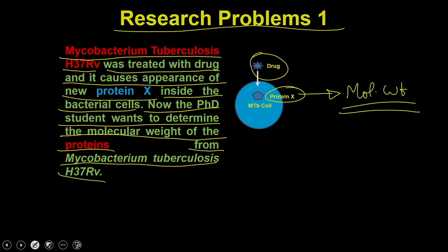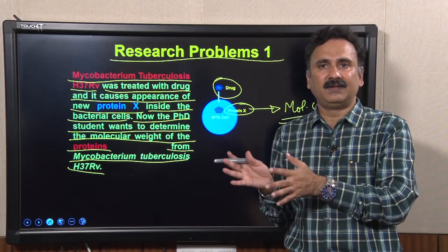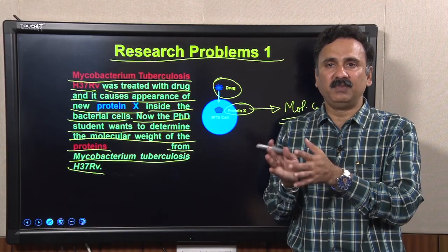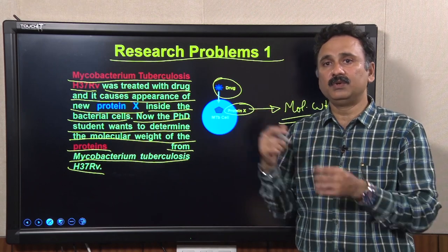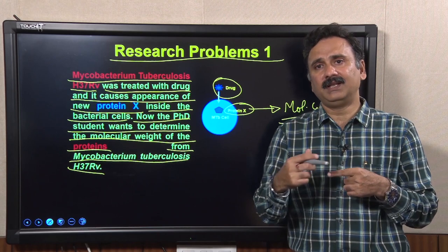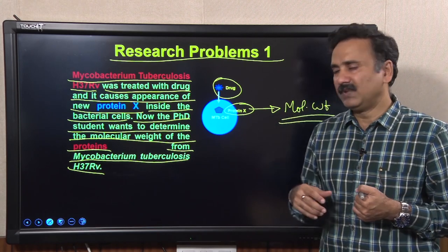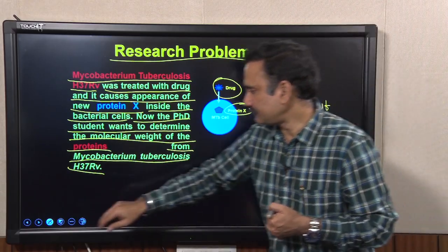And how to do that? You can do that simply by designing a suitable experiment, because here you want to know the molecular weight of the protein, and that's how you can utilize electrophoresis. Let's see how to do that.